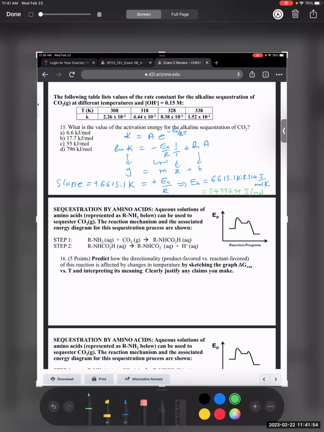To make it kilojoules per mole, you divide by 1,000. That's going to make it 54.99 something. 54.99 is essentially 55. So we're going to select option C as our answer.